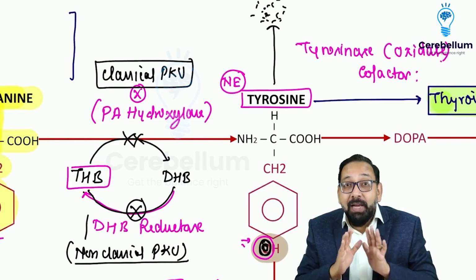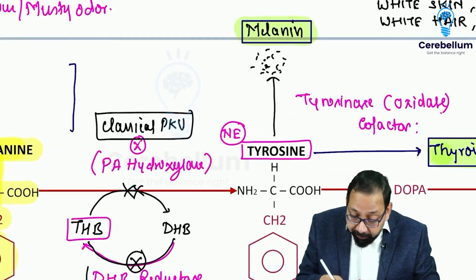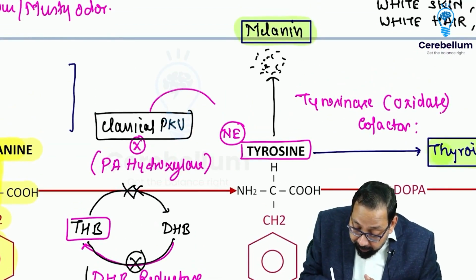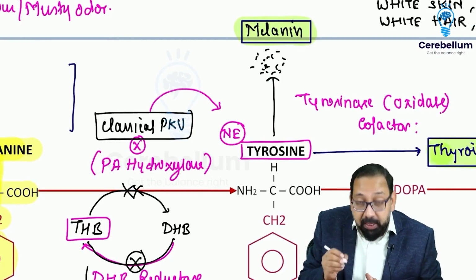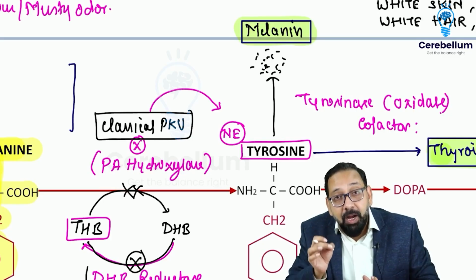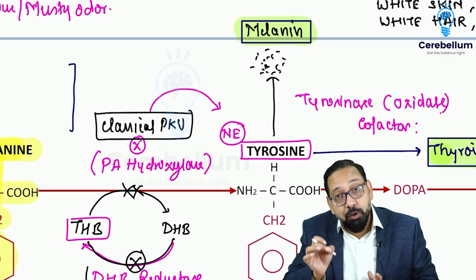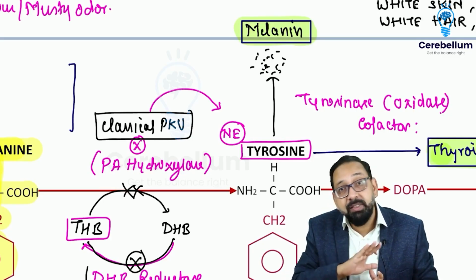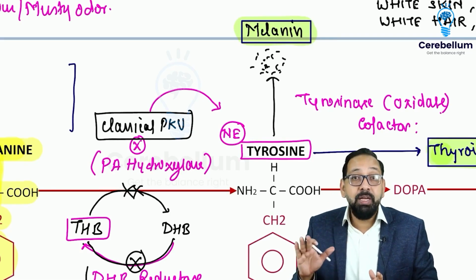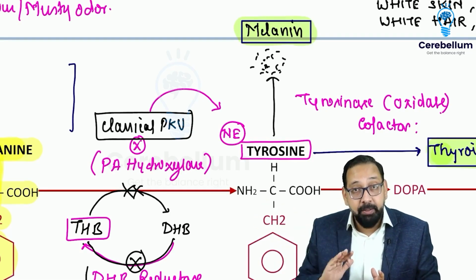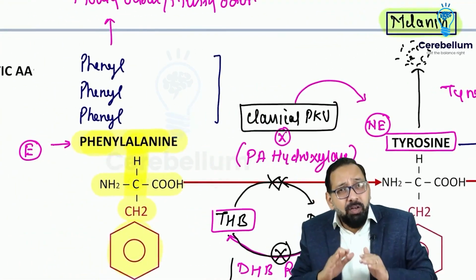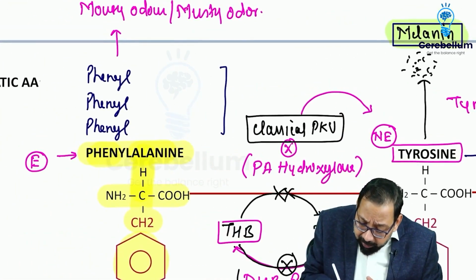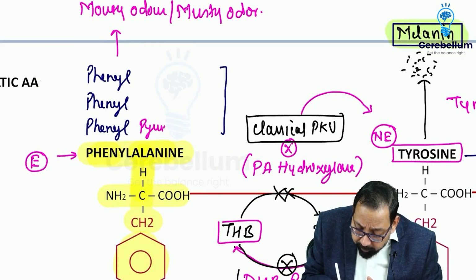So normally tyrosine is non-essential, but in phenylketonuria, tyrosine is not synthesized. So the question is asked: tyrosine becomes an essential amino acid in phenylketonuria, because now you can't synthesize tyrosine in your body, and it must be supplied in the diet. When phenylalanine is not metabolized, it will be converted to phenyl pyruvate.